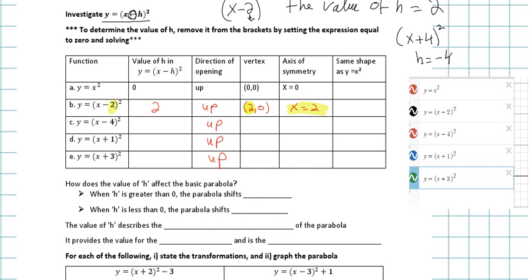So comparing to y equals x squared, it's a horizontal shift, so it moves to the right, because if it goes to the left, it would be negative. That's right. So what's the value here for h? 4, opening up. The vertex is 4, 0, and the axis of symmetry is x equals 4. Remember, you have to write the x, and it moves to the right.